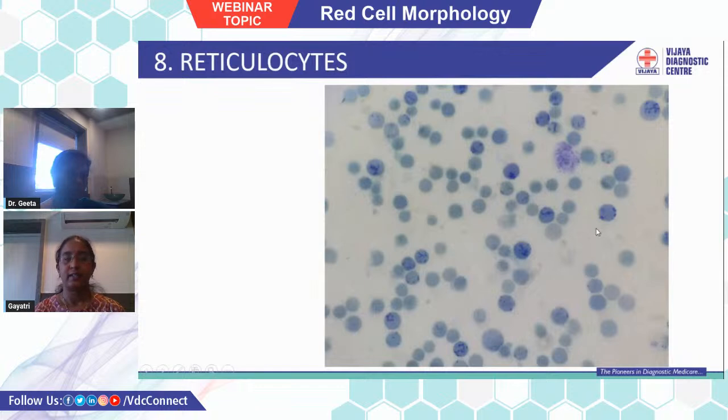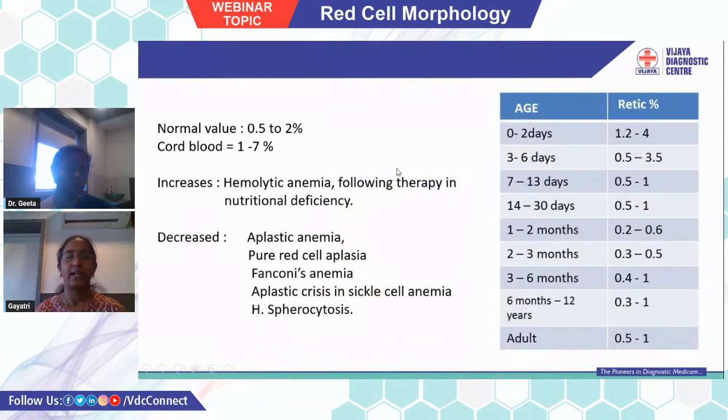Next is reticulocyte. These are again immature RBCs which are released into the circulation. They contain polychromatic ribosomal RNA, which can be demonstrated by supravital stains. Normal value of retic is 0.5 to 2%, and in cord blood 1 to 7%. Depending on the days and months, the retic count varies. These are increased in hemolytic anemia or following therapy in nutritional deficiencies. The retic count is decreased in aplastic anemia, pure red cell aplasia, Fanconi's anemia, aplastic crisis in sickle cell anemia, and hereditary spherocytosis.